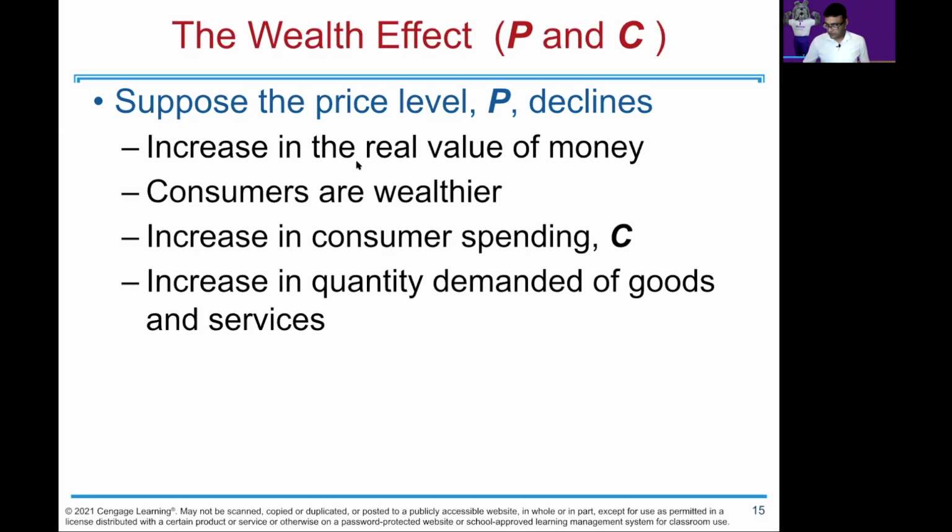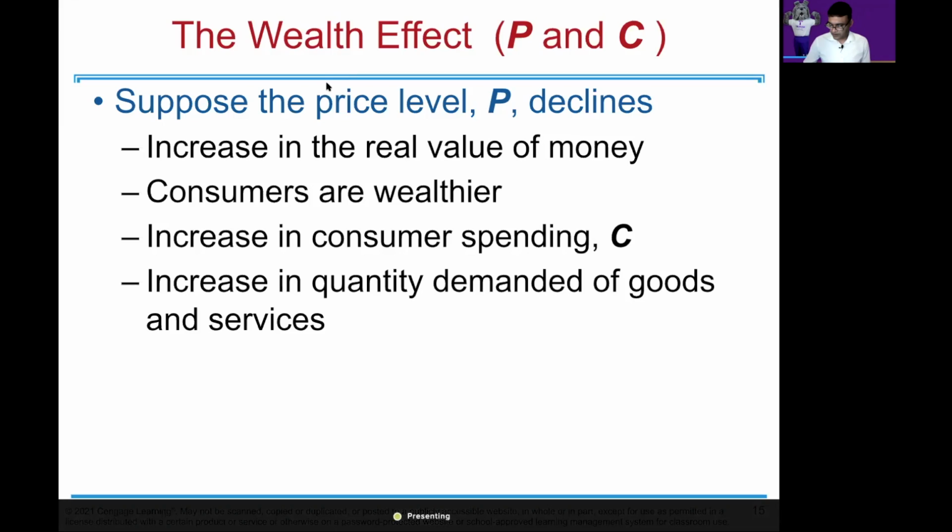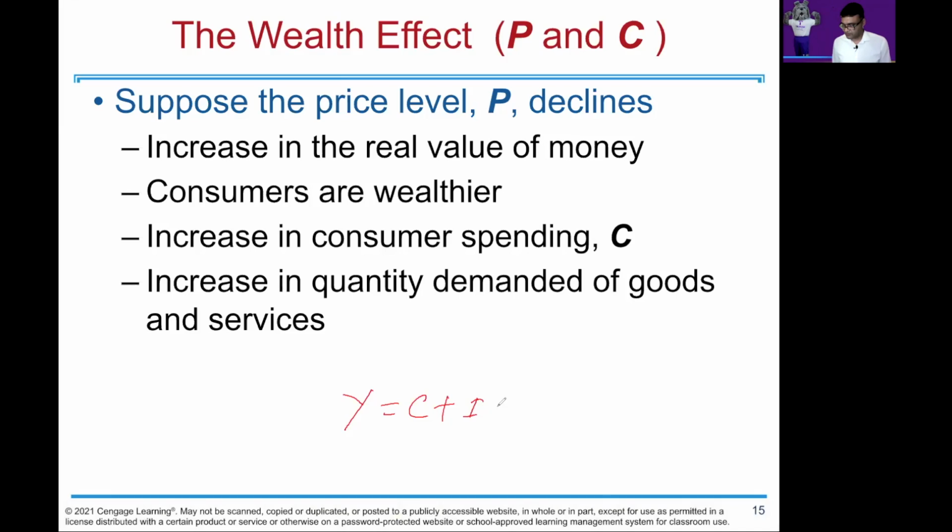So if your consumption increases, if you remember our equation, Y equals C plus I plus G plus NX, G is fixed. If your price declines, due to the wealth effect, your C will go up. Ultimately, Y will go up. Okay, and the opposite case is also true: if price increases, Y decreases. This is one.